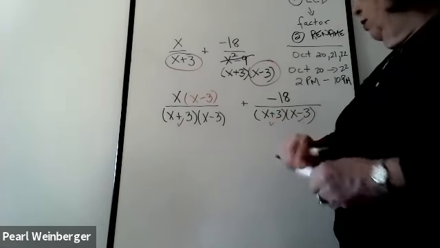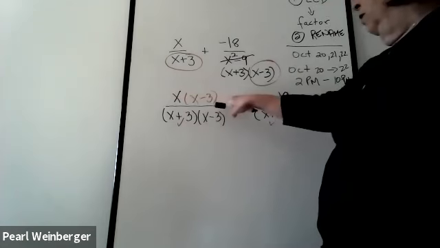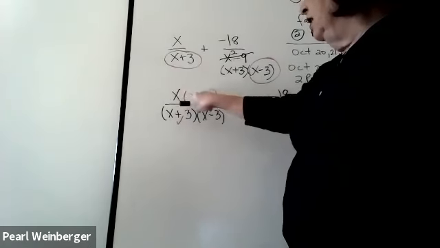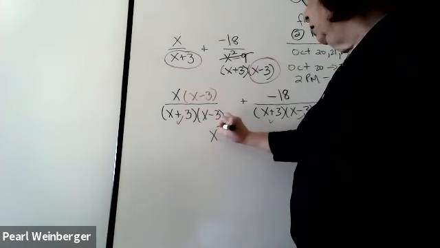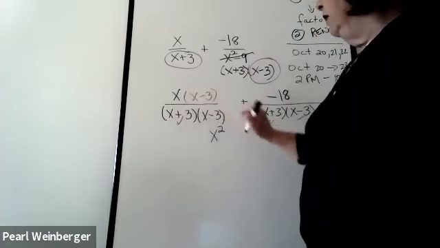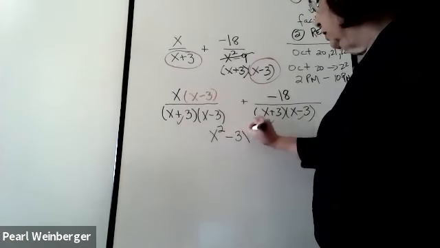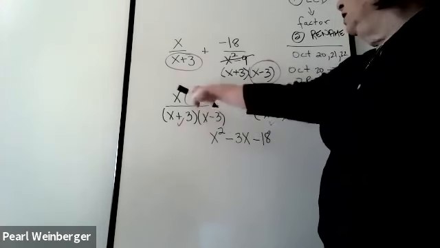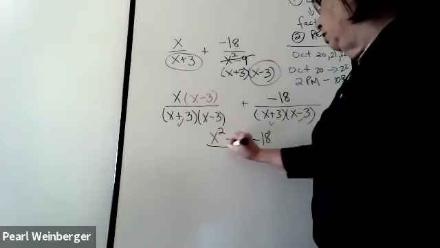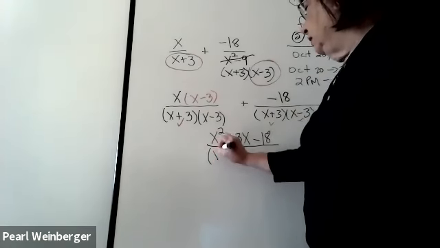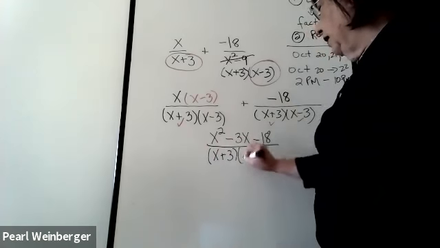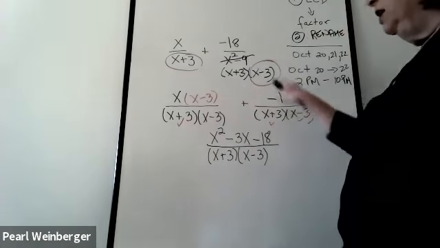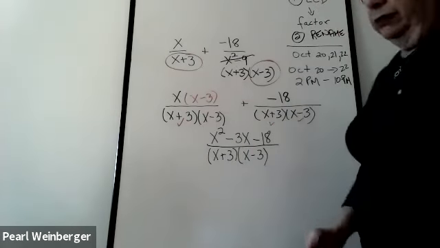Okay. Now we're going to combine, remove the parentheses and combine the like terms. So this becomes x times x, which is x squared. And this is x times negative 3, which is negative 3x. And plus negative 18, so that's minus 18. There's nothing to combine because there are no like terms. I just brought them down. And this is x plus 3 and x minus 3. Remember, I don't combine the denominators. I just combine the numerators.